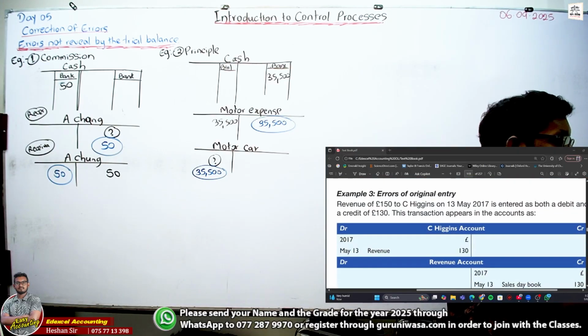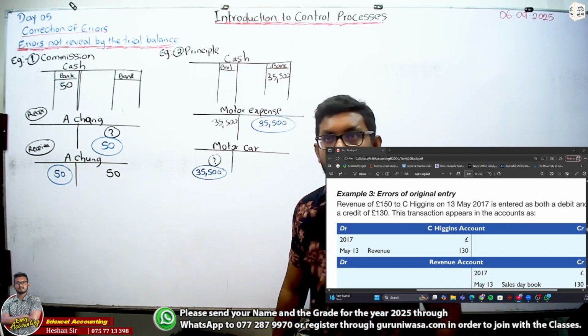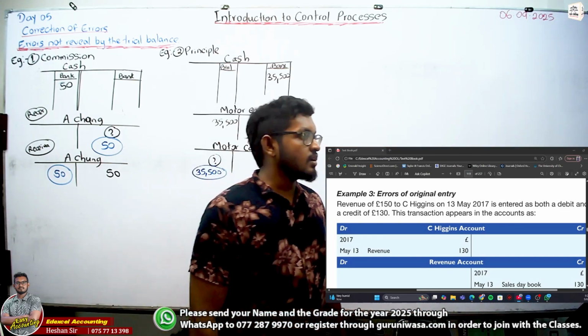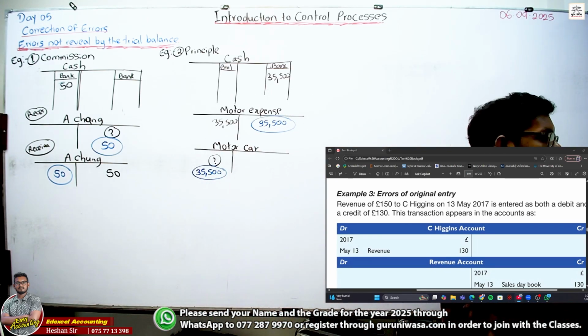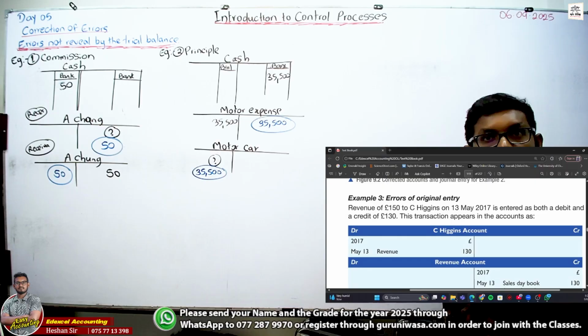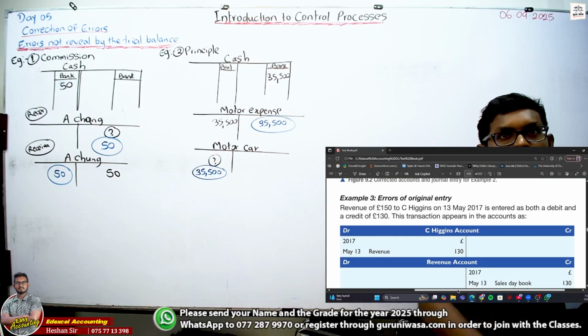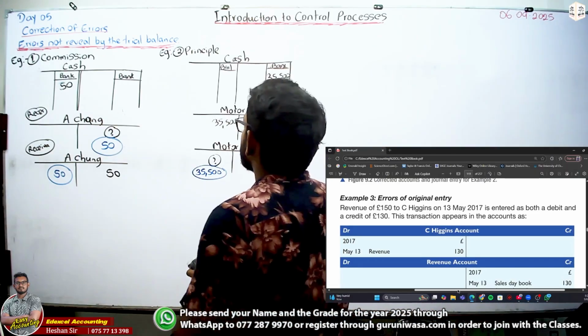Errors of original entry. What is the term of original entry? It is when the items are entered using incorrect amounts, not the transposition. Errors of original entry, right? So this is example number 3.